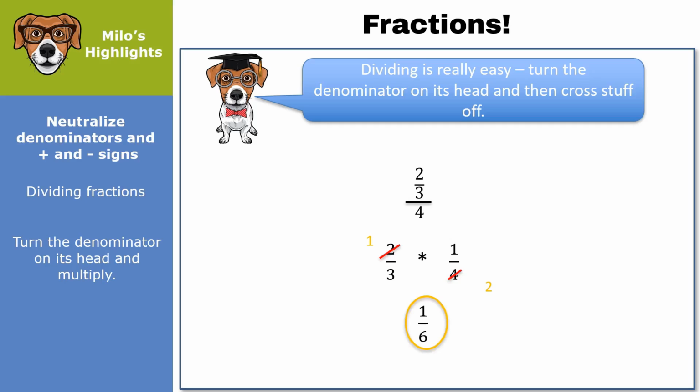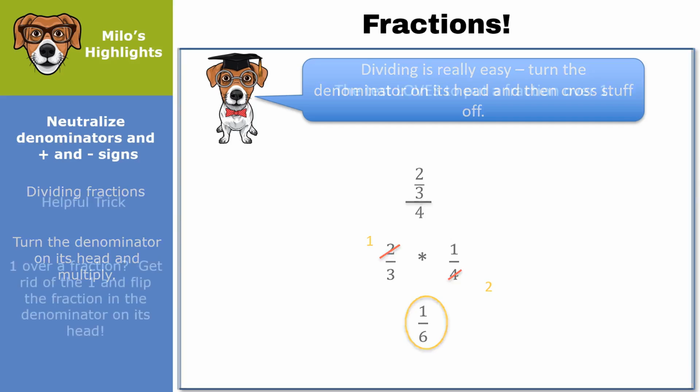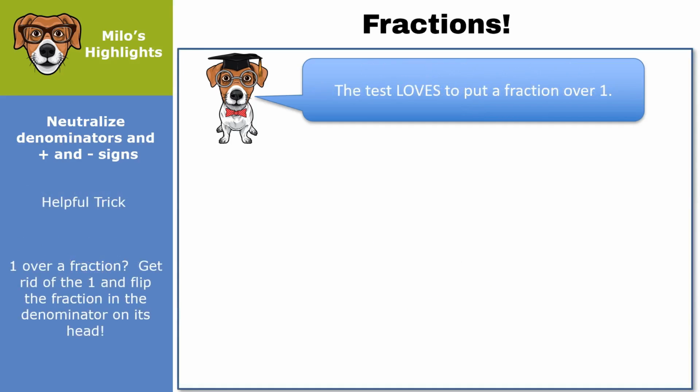I want to show you one trick that comes up a lot. What they love to do is put a fraction in the denominator and a 1 in the numerator like this. Yeah, I know it looks really confusing, but it's not a problem. All it means is that you flip the fraction in the denominator on its head and get rid of the numerator entirely. So 1 over 2/3 becomes 3/2. 1 over 7/9, same thing as 9/7. 1 over 1/10 is just 10. It's simple, but the test makes very good use of it.